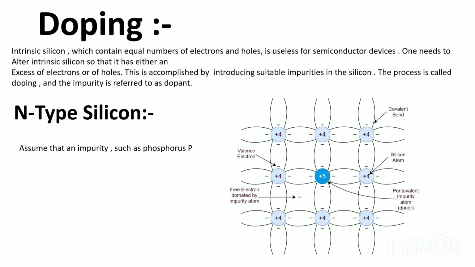Now I discuss doping. Intrinsic silicon, which contains an equal number of electrons and holes, is useless for semiconductor devices. One needs to alter intrinsic silicon so that it has either an excess of electrons or holes. This is accomplished by introducing suitable impurities in the silicon. The process is called doping and the impurity is referred to as a dopant.